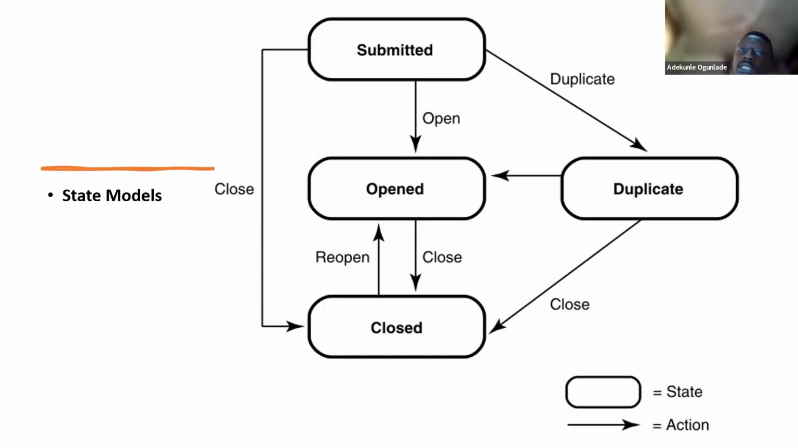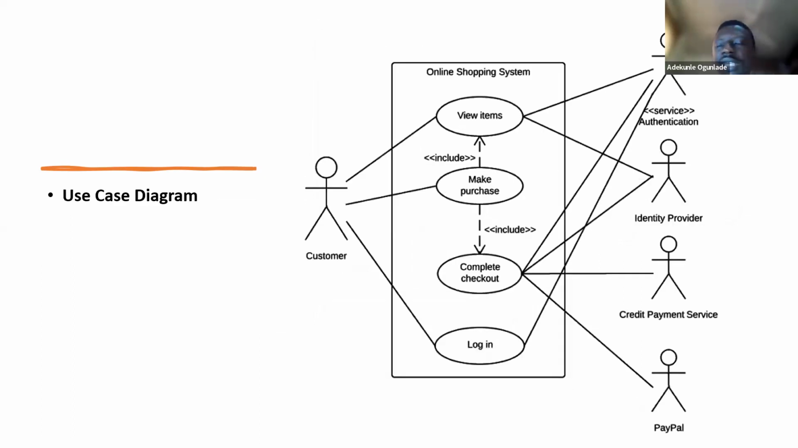Okay, when their representative attends to that request, you see it as in progress. Okay, and then when you send replies until when it's closed, you see that request as closed. So state models describe the various states of a particular process. And then the last one is the use case diagram. Okay.